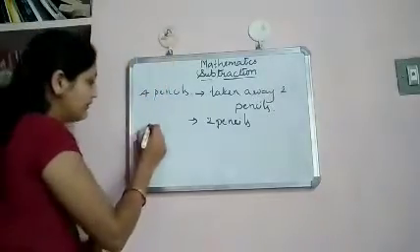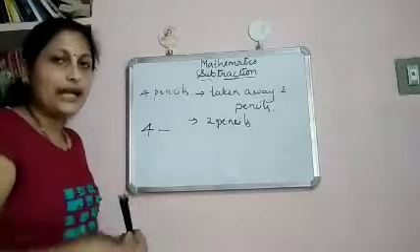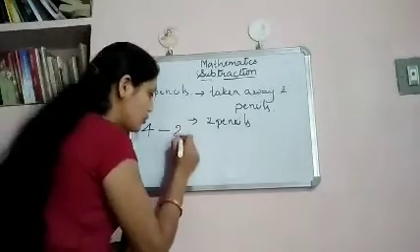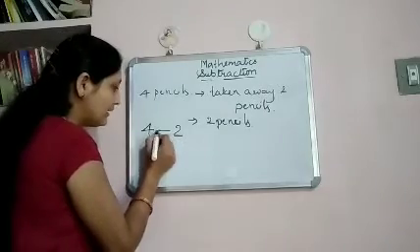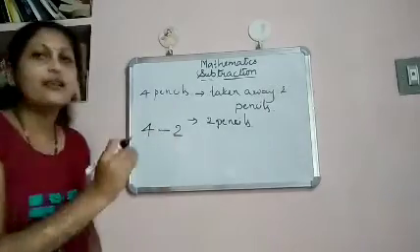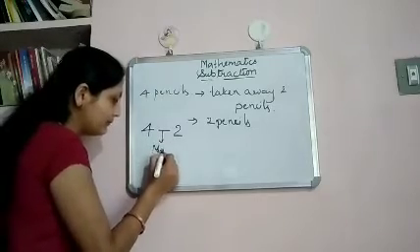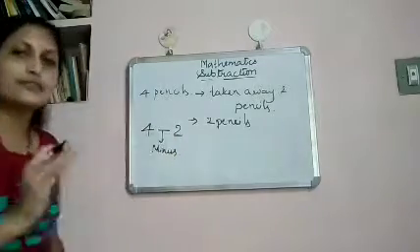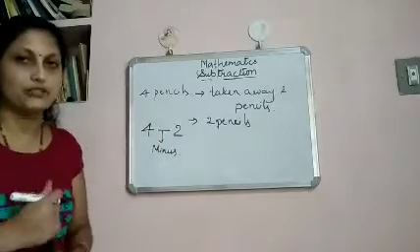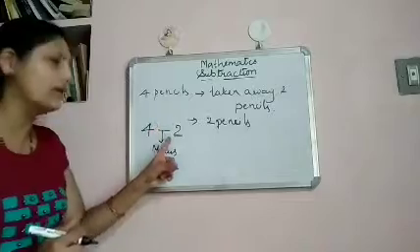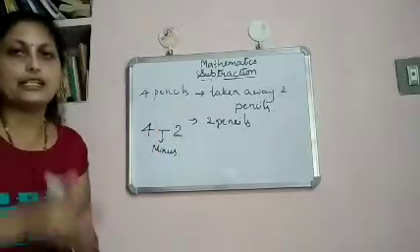So there were 4 pencils earlier. And out of 4 pencils, I have taken away how many pencils? 2 pencils. So, for this, I have written the symbol, this line, isn't it? This is called as minus. This is the symbol of subtraction. While subtracting, we use this symbol, minus. So, minus means subtraction, taking away, removing.